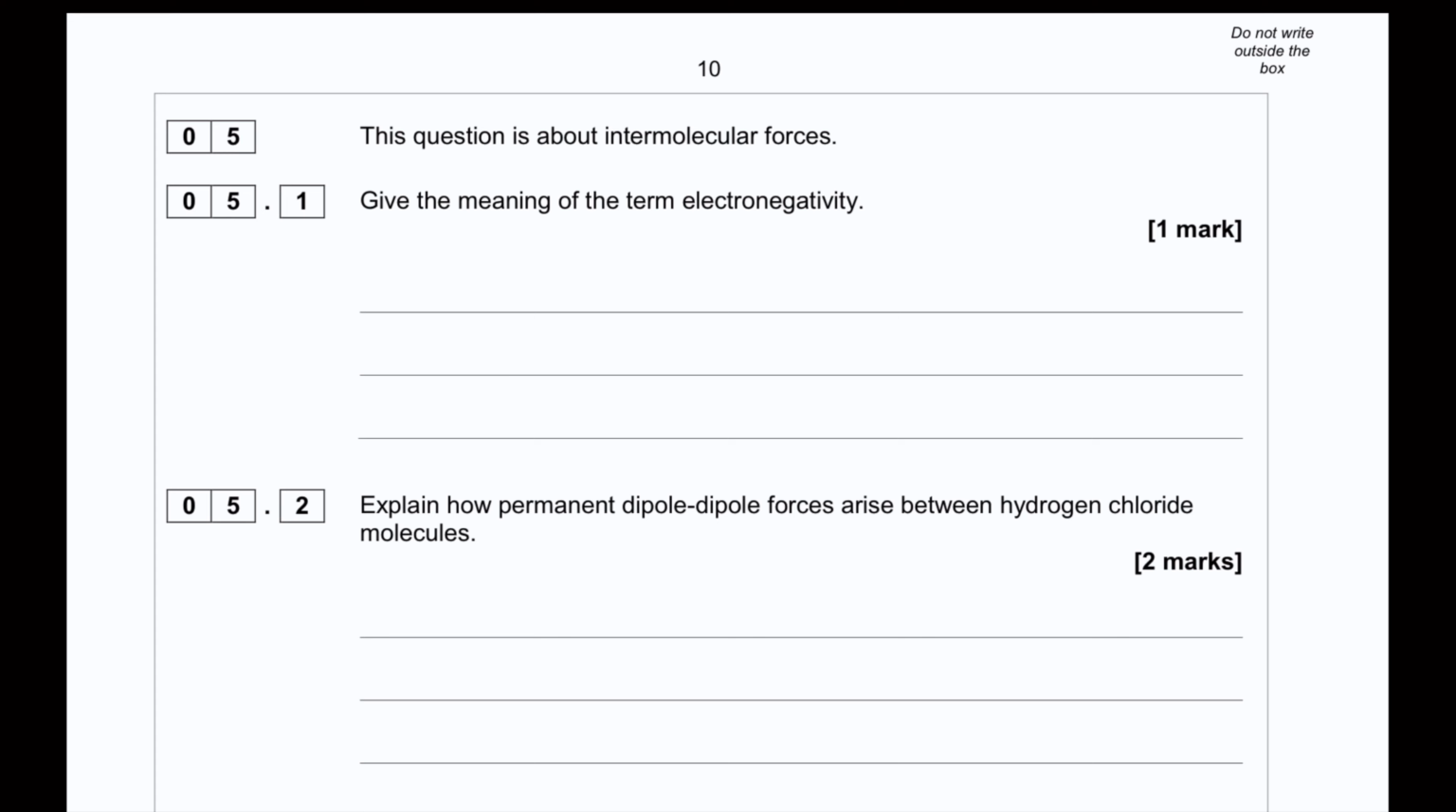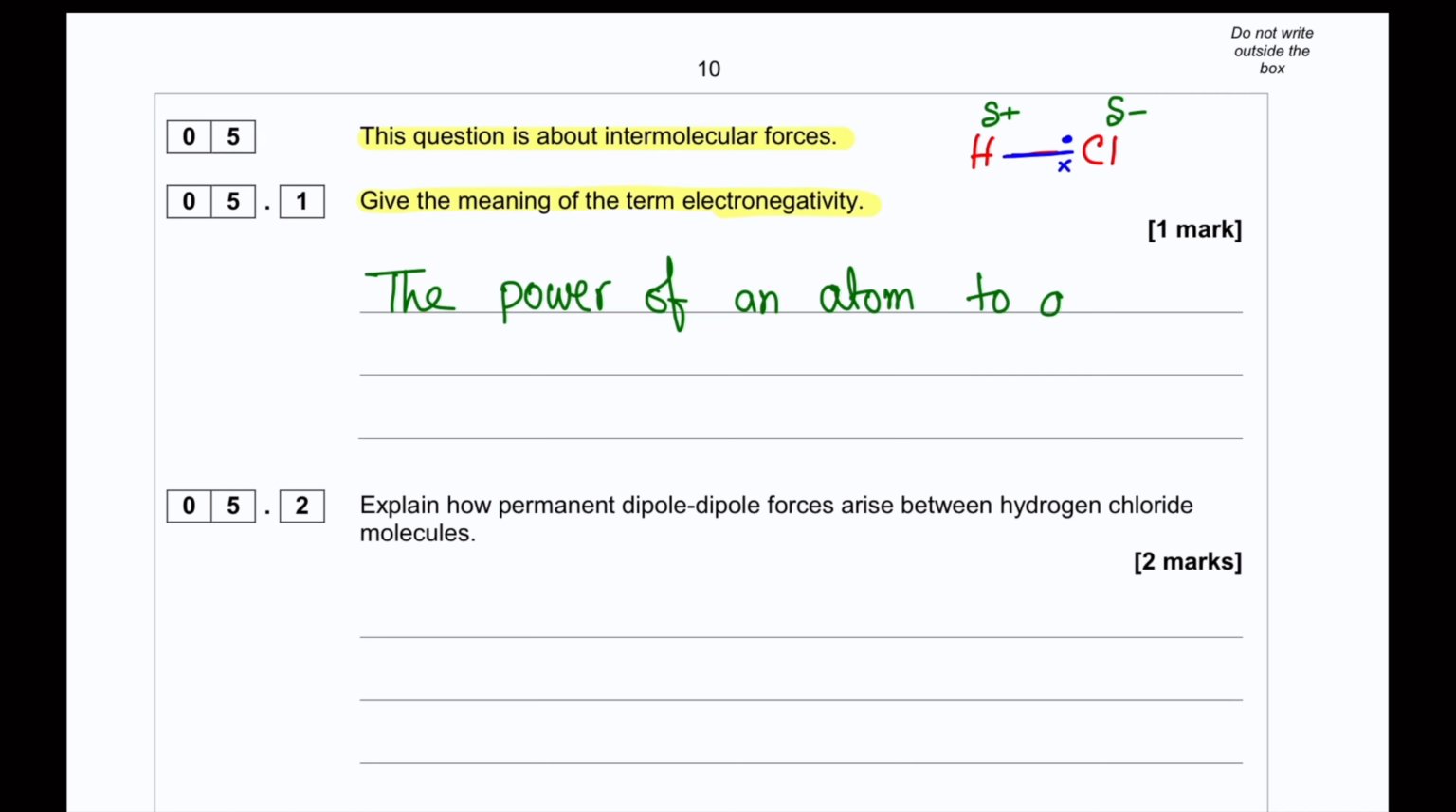Question 5. This question is about intermolecular forces. Give the meaning of the term electronegativity. So basically, in a bonding electron pair, for example, hydrogen and chlorine, chlorine has an upper edge in terms of the bonding electron being close towards itself, meaning it can pull the bonding electron towards itself, thereby making it partially negative and the hydrogen partially positive. So we can define electronegativity such that it is the power of an atom to attract a pair of electrons in a covalent bond.